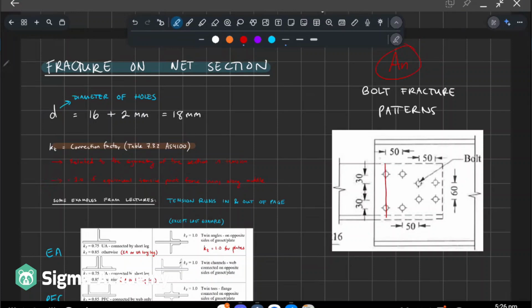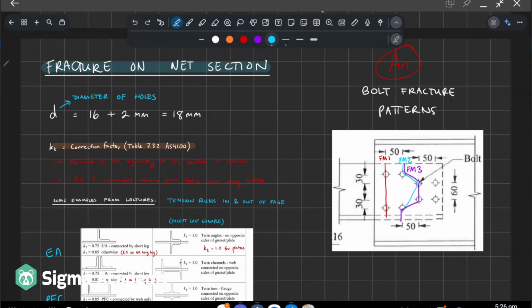Okay, so the first one looks like this, with unstaggered holes. We'll call that failure mode 1. The second one will look like this, where we have 3 bolts in the fracture pattern. And the third one looks like this, where we have 4 bolts. So you might be wondering, what about over here? We have a different set of 2 bolts. But if you think about it, it's just the gross area minus 2 bolts, just like it is over here. This is the same as failure mode 1 actually.